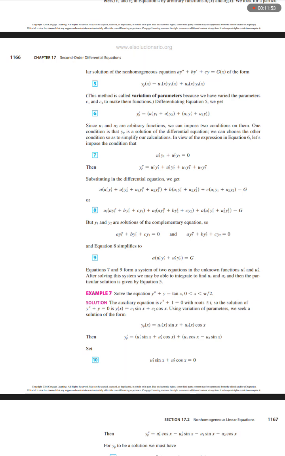After solving this system, we may be able to integrate to find u sub 1 and u sub 2, and then the particular solution is given by equation 5.